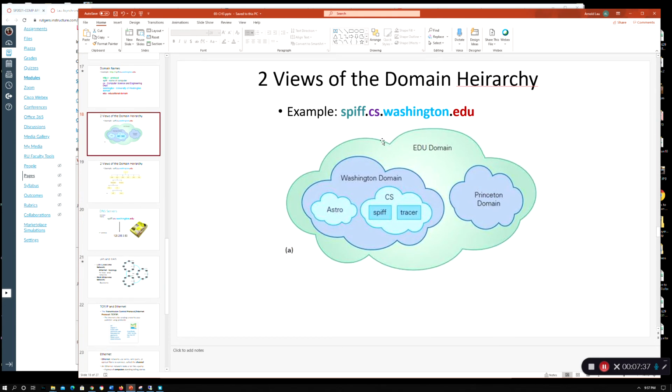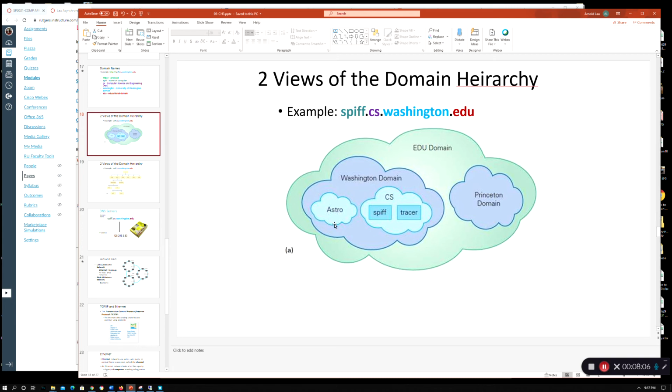So you can picture the .edu at the top level as this big cloud. There could be a whole bunch of different .edus: Rutgers, Washington, Princeton, whatever, you name it. So the biggest portion would be the .edu, that's this green part here. And then within that would be the different universities. But within universities, obviously, there are different departments and whatnot.